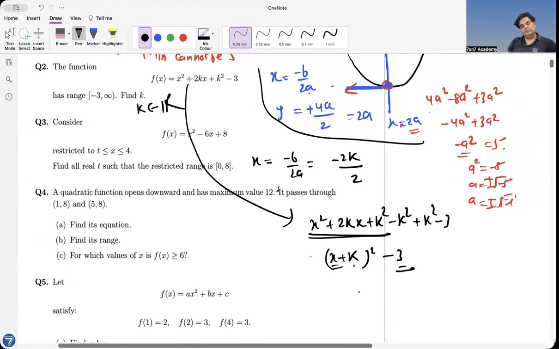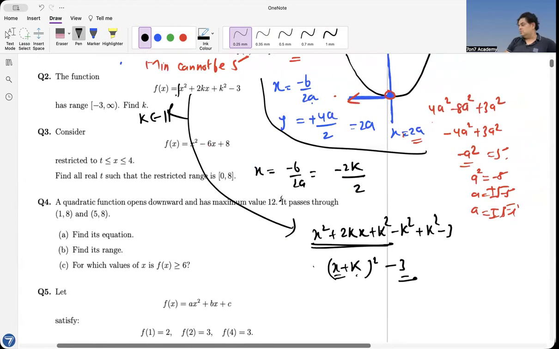How did you get to know it's an upward parabola? Because the coefficient of x square is 1. It is not negative. If the coefficient is positive, then it's upward, and if the coefficient is negative, then downward.